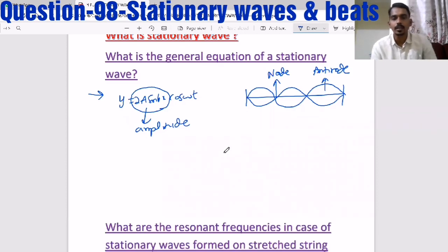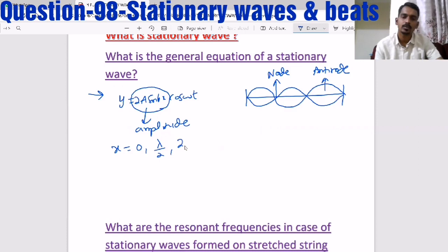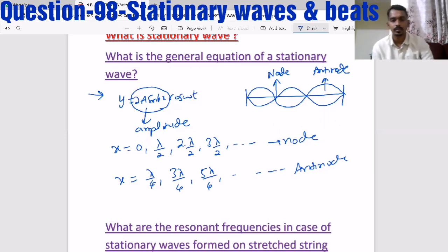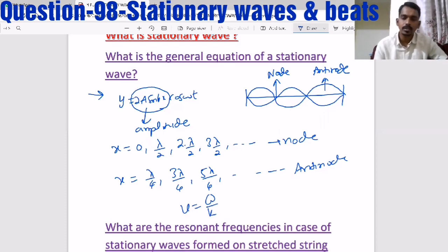Different particles have different amplitudes, and at x equal to 0, lambda by 2, 2 into lambda by 2, 3 into lambda by 2, and so on, these are the positions we call nodes. And at x equal to lambda by 4, 3 lambda by 4, 5 lambda by 4, and so on, those are the positions we call antinodes. And here also the speed is generally omega by k. So this is the general definition and equation of a stationary wave.